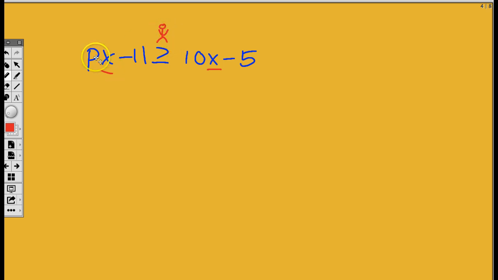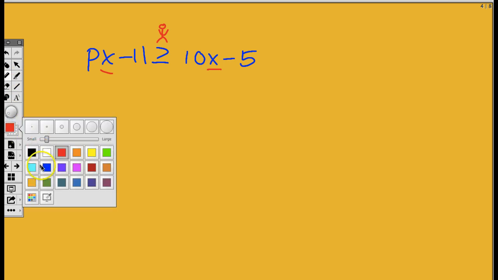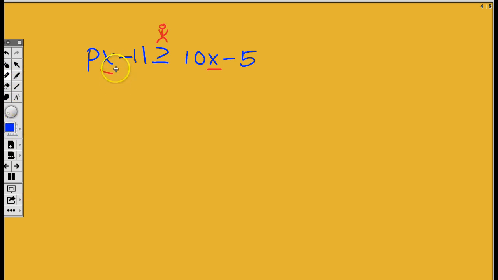Whether I move the px or the 10x, it doesn't really matter. But what I'm going to do is I'm going to try and move the 10x, okay? So there you go. So what I'm doing right now, because I want to have all the x's on one side, I'm going to go ahead and subtract the 10x from both sides, right?